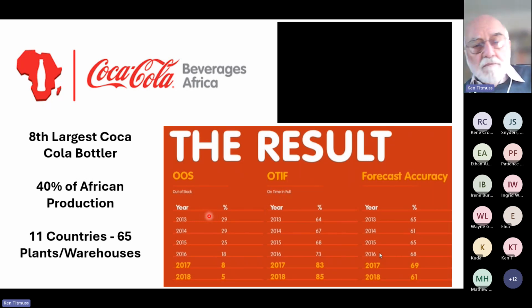They found that out of stocks went from, well, in 2013 they were like 29%, 25%. They've gone down to 8 and 5%. On-time deliveries increased from 64% here to up to 83, 85%. But forecast accuracy hasn't changed at all. In fact, got even worse. Okay, so don't focus on forecast. You're hiding to nothing. But just listen to what Mr. Wicks has to say.